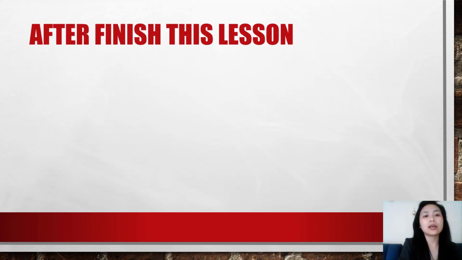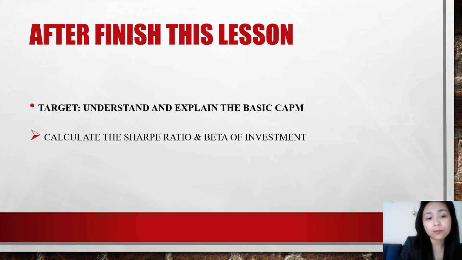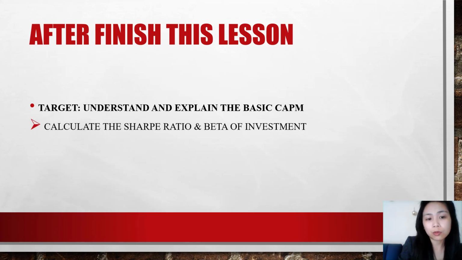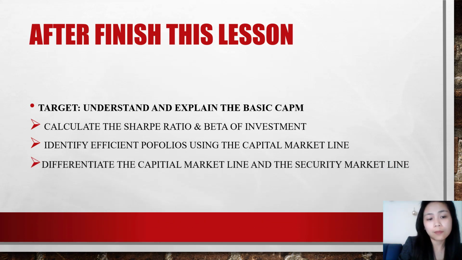So that was it. After you finish this lesson, here's a couple of things that you need to remember. The target of this lesson is to understand and explain the basics of the capital asset pricing model. You should be able to calculate the Sharpe ratio and beta of investment. You have to be able to identify efficient portfolio using capital market line. Differentiate between capital market line and security market line.